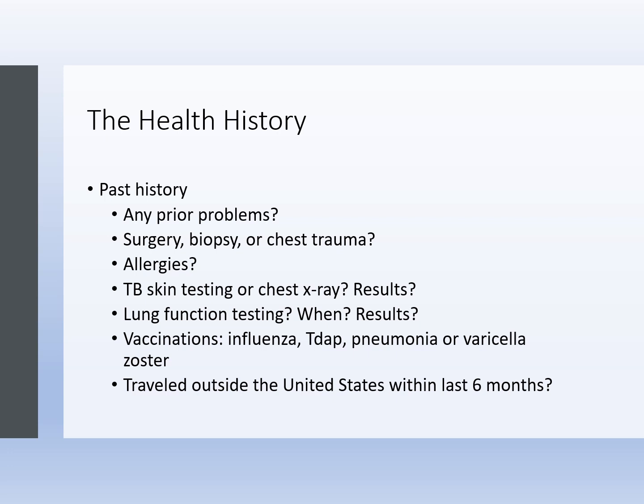A vaccination history, specifically influenza, Tdap, pneumonia, or varicella zoster. The varicella zoster vaccine may be significant because they may have a lesion on the chest wall or side with possible pain and numbness and tingling. Have they had any travel outside the U.S. within the last 6 months?